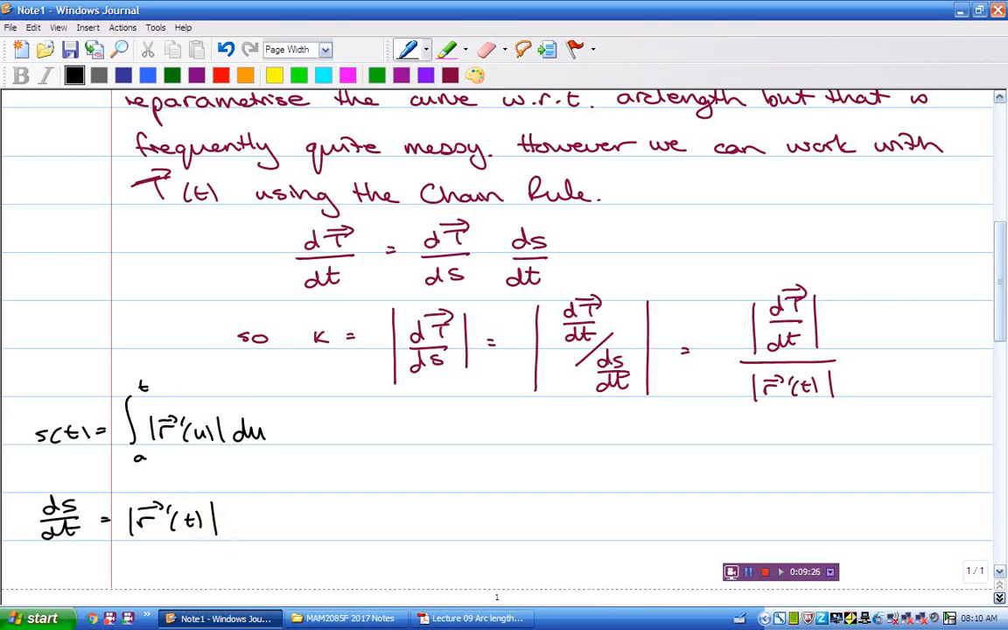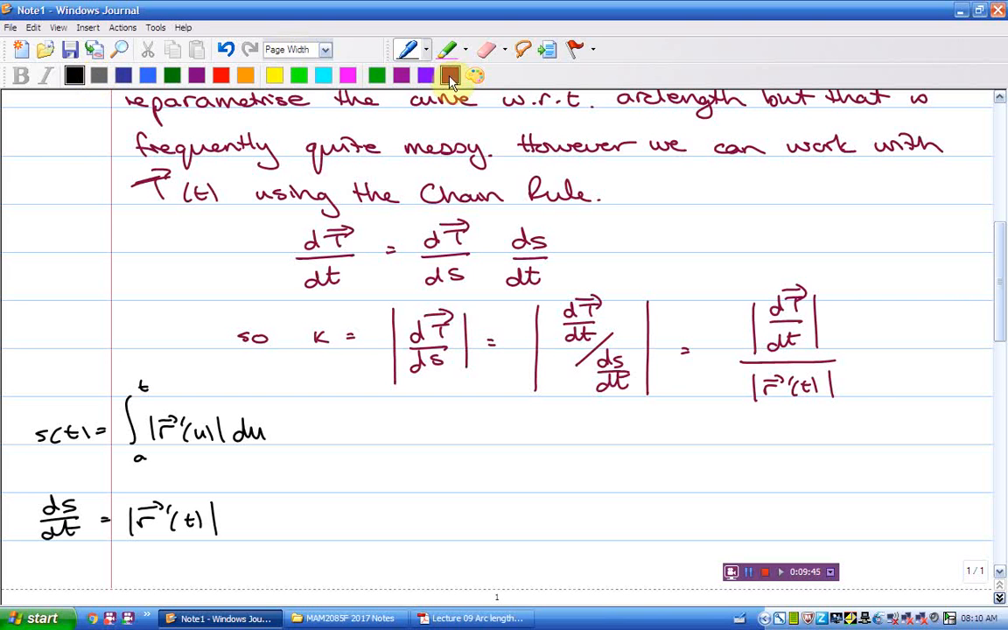Remember? And in fact, possibly most of you don't. We spoke about integration and differentiation as being inverse processes of one another. If s is the integral of mod r dash, then mod r dash is the derivative of s. So we're taking advantage of that.